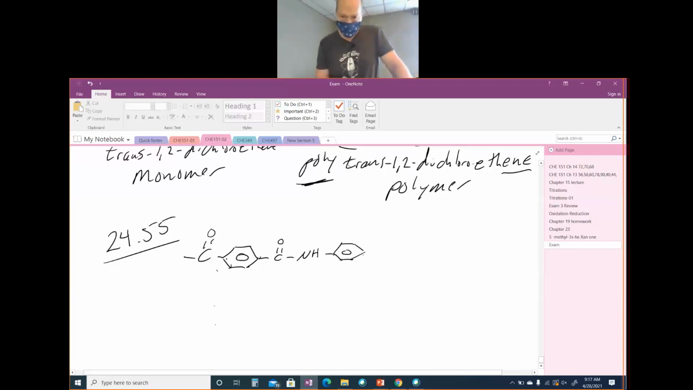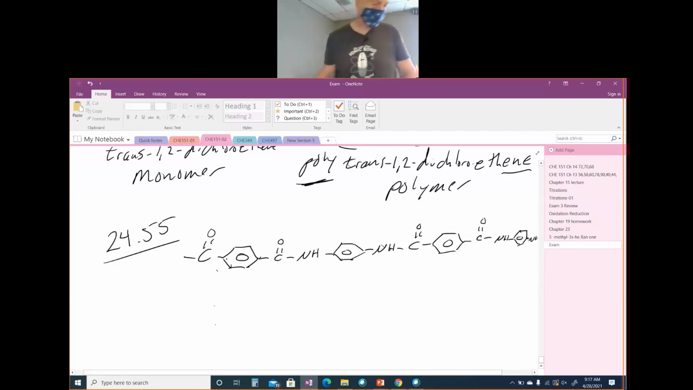and then an NH bonded to a C double bond O, bonded to a benzene ring, to another C double bond O, NH, benzene ring, NH. All right, so it keeps doing the same thing over and over and over.